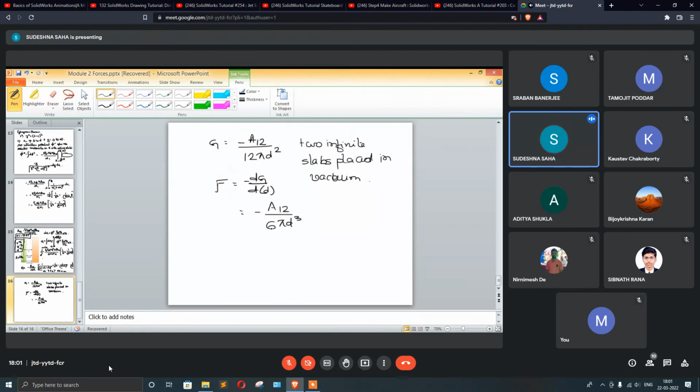Okay. And when these two infinite bodies come closer to each other, the value of G becomes more and more negative. However, at a very small distance, the repulsive forces should take over, and the contact between two bodies will be defined at a distance of d equals to d naught, as we have mentioned previously, and that is given by G(d naught) equals to minus A12 divided by 12 pi d naught square. And they cannot come closer than this d naught.